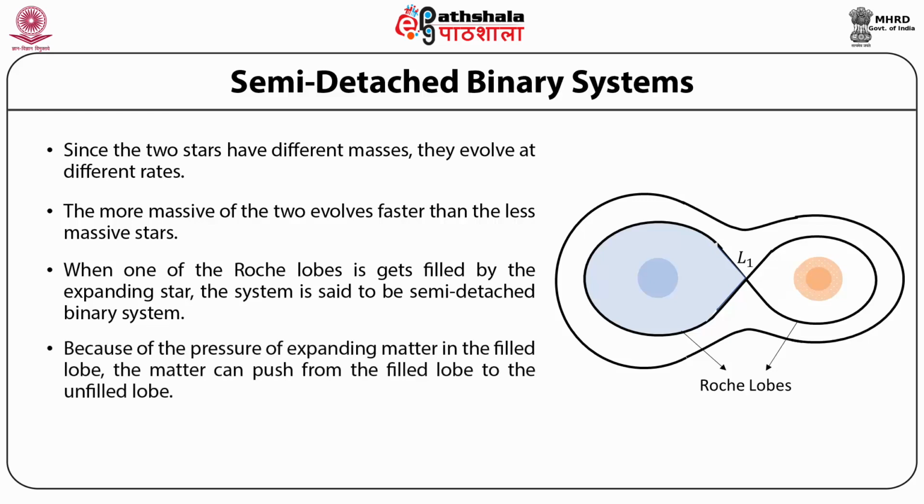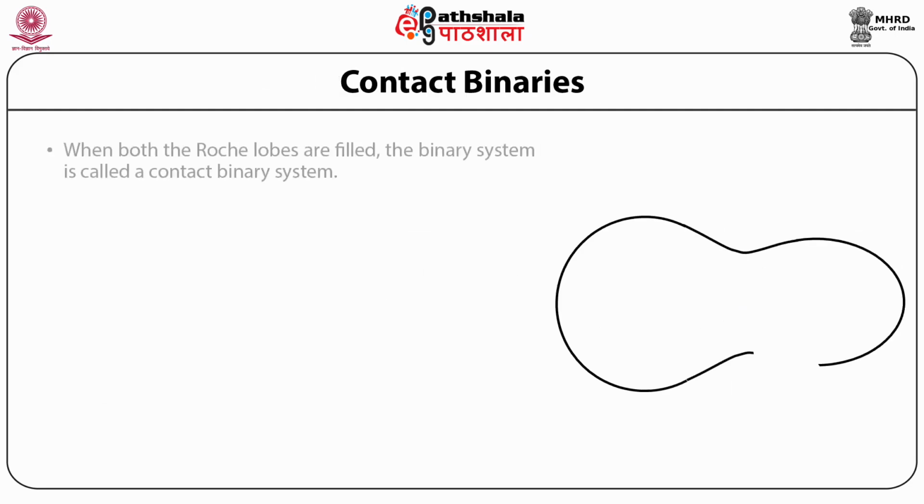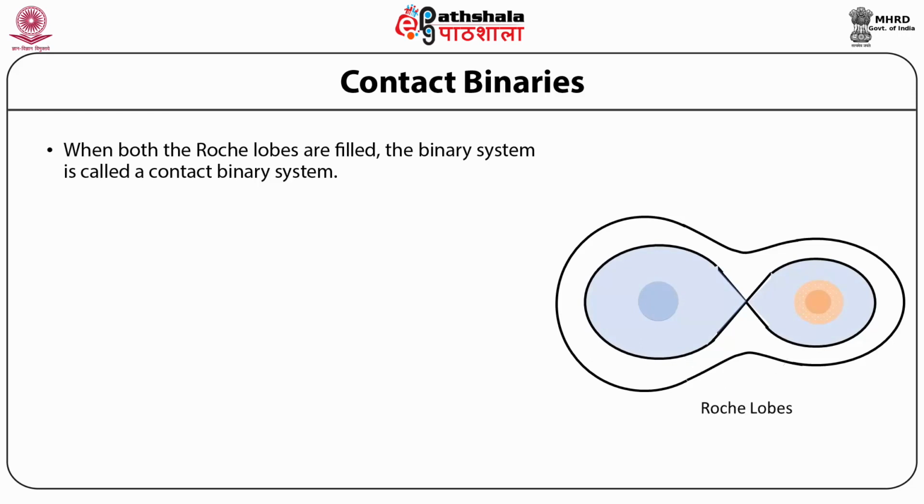Because of the pressure of expanding matter in the filled lobe, the matter can push from the filled lobe to the unfilled lobe. In this state, the system is said to be semi-detached. The given figure shows that when only one Roche lobe is filled, the system is said to be a semi-detached binary system. Contact binaries. When both the Roche lobes are filled, the binary system is called a contact binary system.